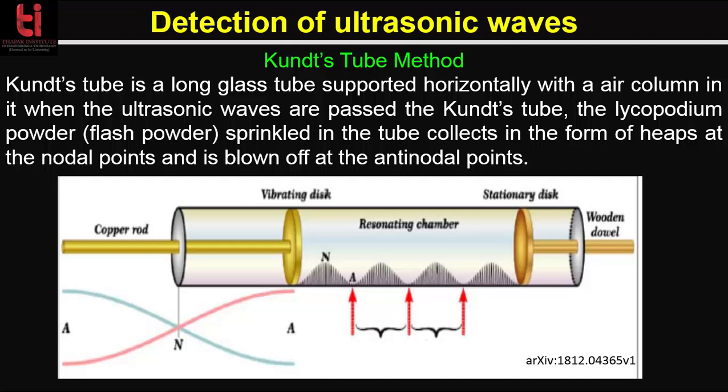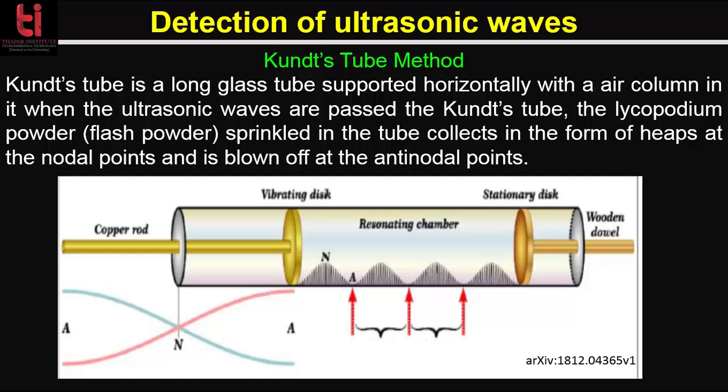When the ultrasonic waves pass through the Kundt tube, the lycopodium powder sprinkled in the tube collects in the form of heaps at the nodal points and is blown up at the antinodal points. So what we do here, when the ultrasonic waves are passing through this tube, is adjust this disc so that resonance can happen. This means the length of the round trip path of the ultrasonic waves from one end of the tube to the other end and back again is a multiple of the wavelength lambda of the ultrasonic waves. Therefore, the length of the tube is a multiple of half a wavelength.